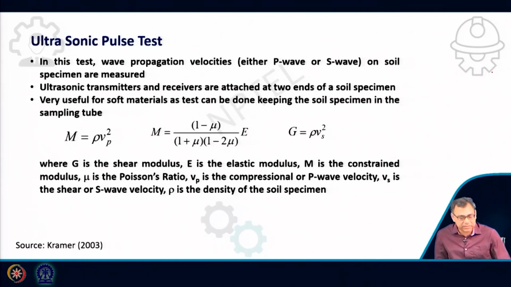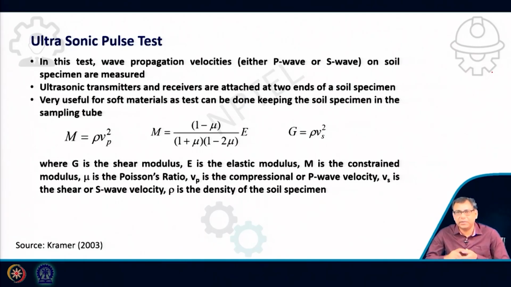So, the next one is the ultrasonic pulse test. In this test, the wave propagation velocity, either P wave or S wave, on the soil sample is measured. Ultrasonic transmitters and receivers are attached at two ends of the soil sample.